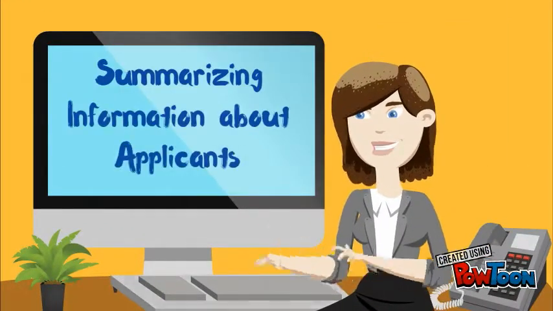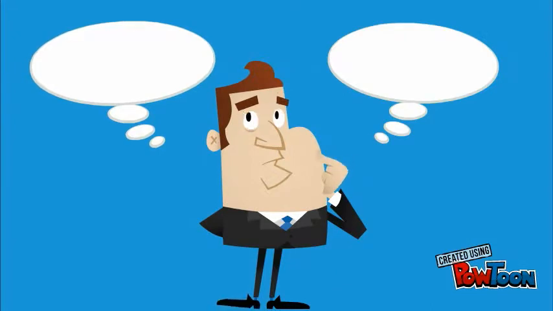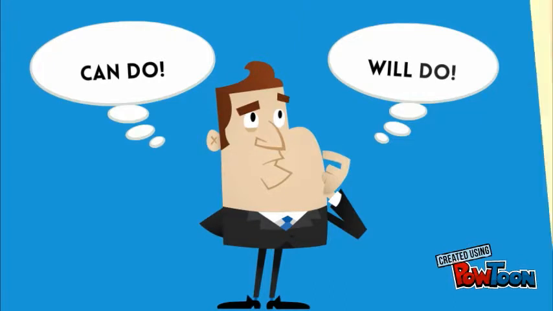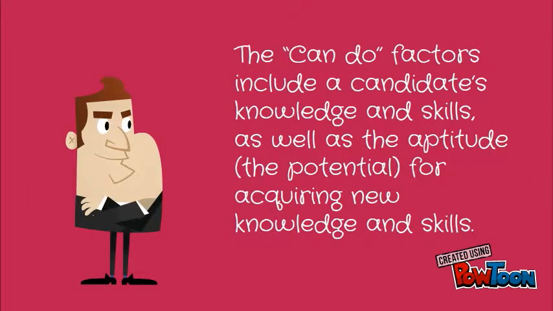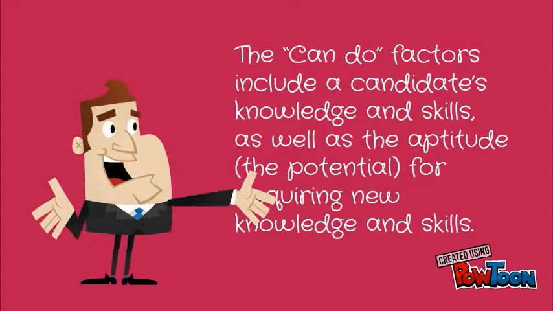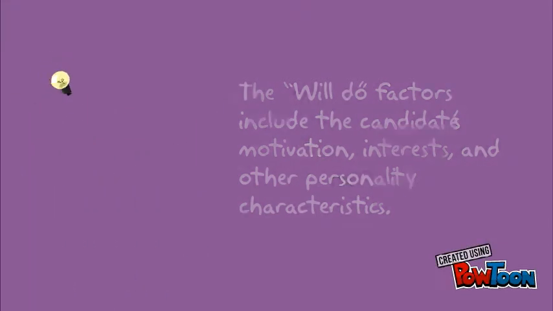Summarizing information about applicants. Fundamentally, an employer is interested in what an applicant can do and will do. The can-do factors include a candidate's knowledge and skills, as well as the aptitude or the potential for acquiring new knowledge and skills. While the will-do factors include the candidate's motivation, interests, and other personality characteristics.